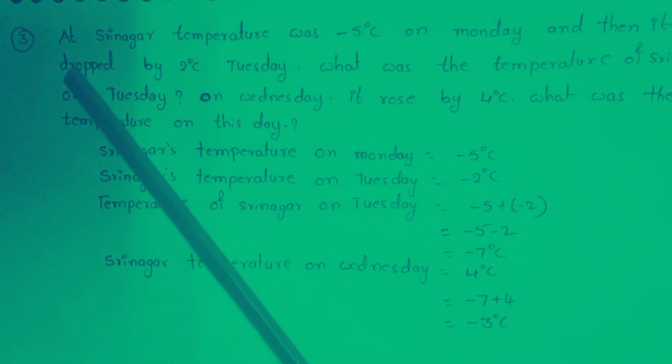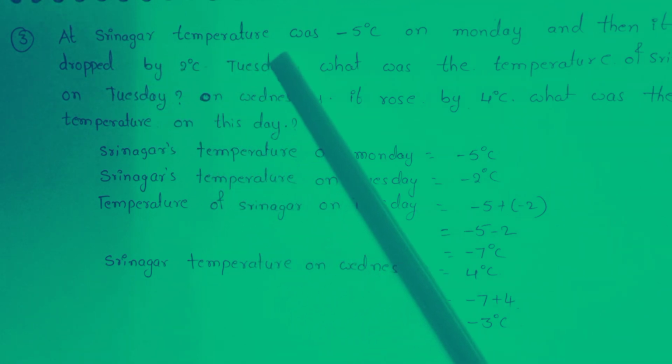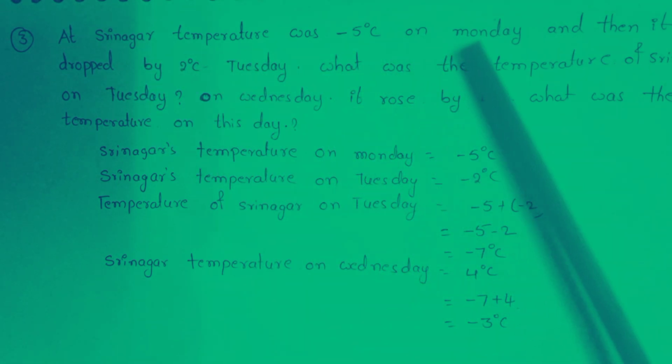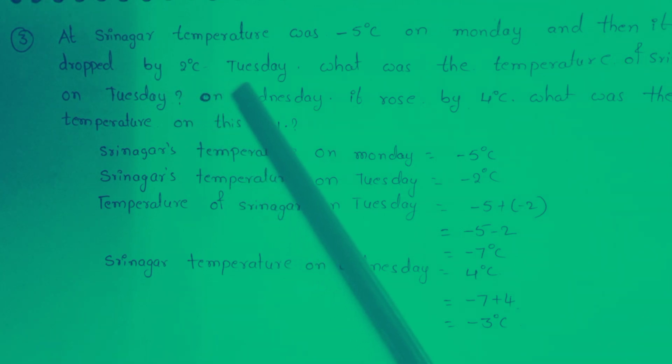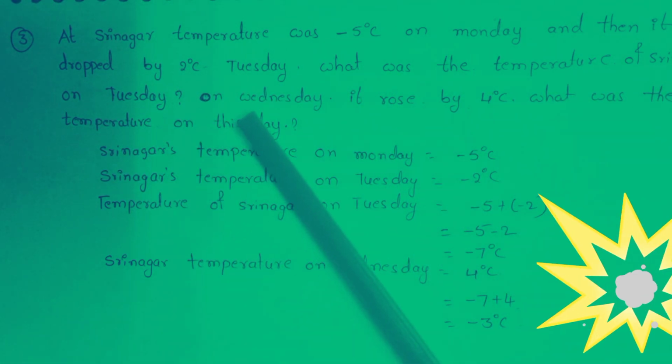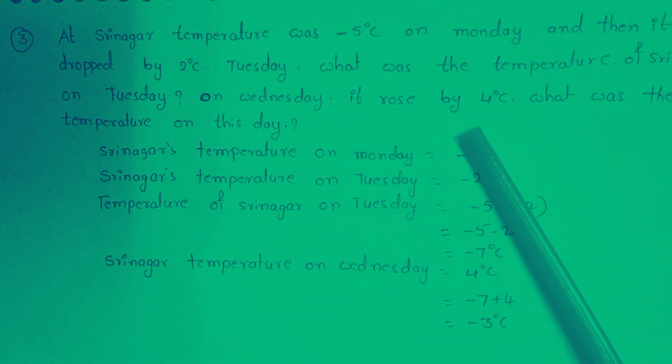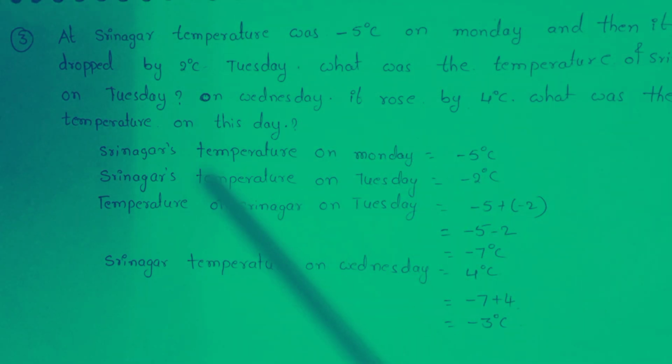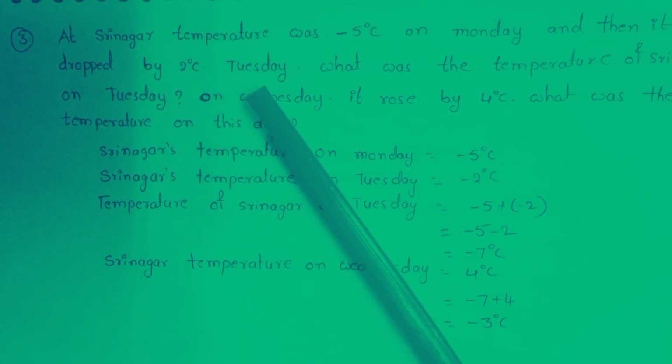Let us go to the third one. At Srinagar, temperature was minus 5 degrees centigrade on Monday and then it dropped by 2 degrees centigrade Tuesday. What was the temperature of Srinagar on Tuesday? On Wednesday, it rose by 4 degrees centigrade. What was the temperature on this day? So here first question, there are two questions included in this question.